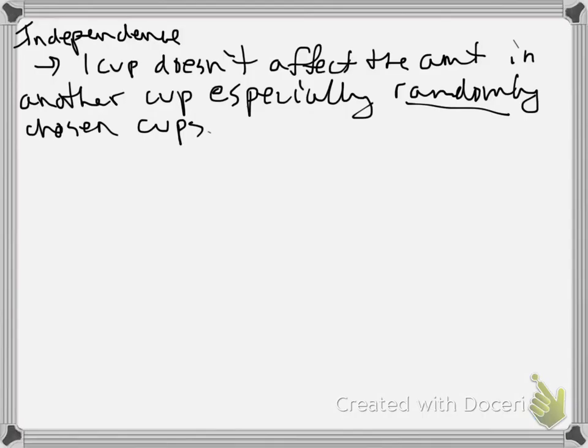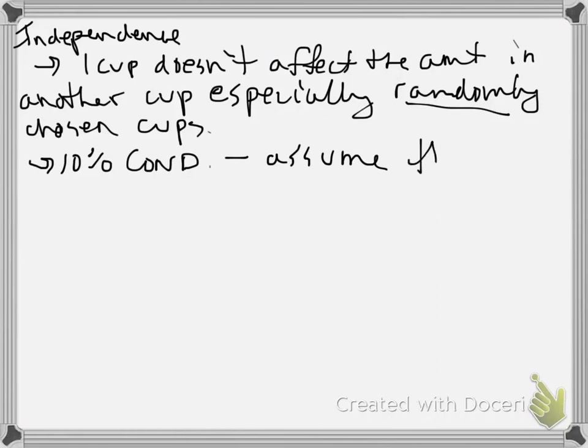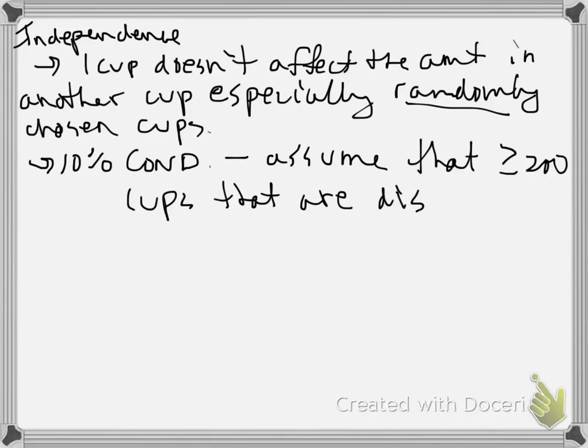The other thing is we'll check the 10% condition, which helps with independence as well. And we're going to have to assume that there's greater than or equal to 200 cups that are dispensed. That's like saying the population is greater than 200 cups. So that's fair, and that seems like a reasonable assumption.